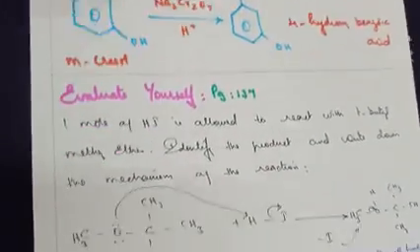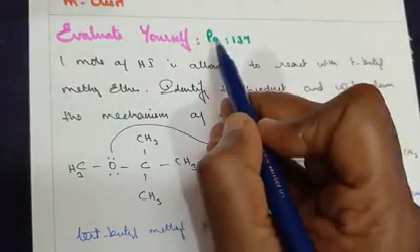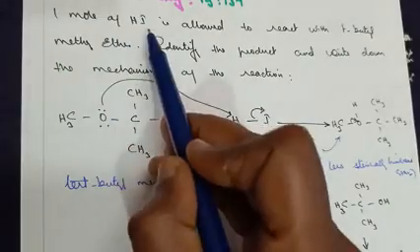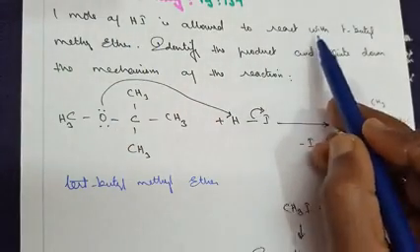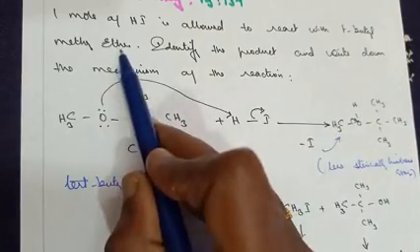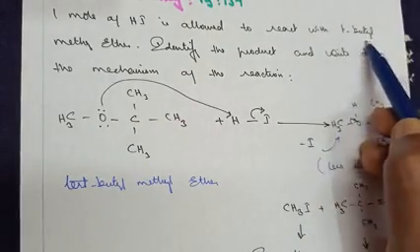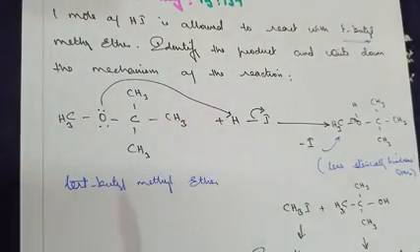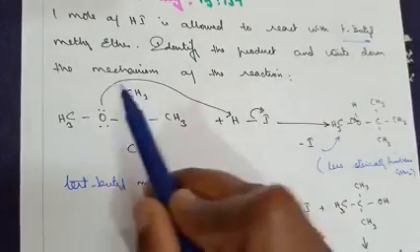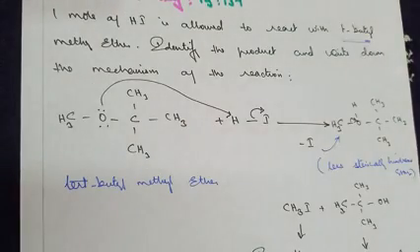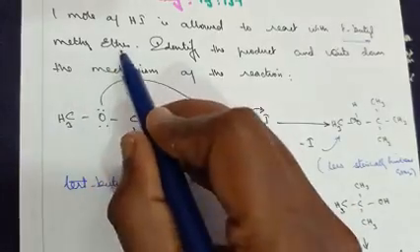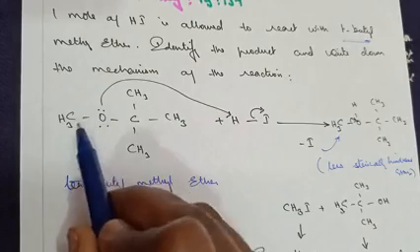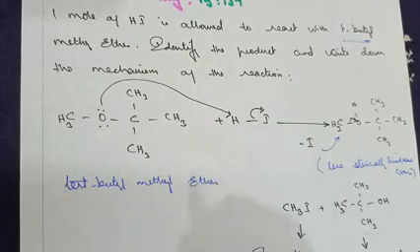Moving on to the very last question, evaluate yourself, taken from page 137. One mole of hydrogen iodide is allowed to react with tert-butyl methyl ether. The word tert, you know, means the presence of three CH3 groups, which you need to show here. Identify the product and write down the mechanism of the reaction. So tert-butyl methyl ether, we have written it, treating it with HI.